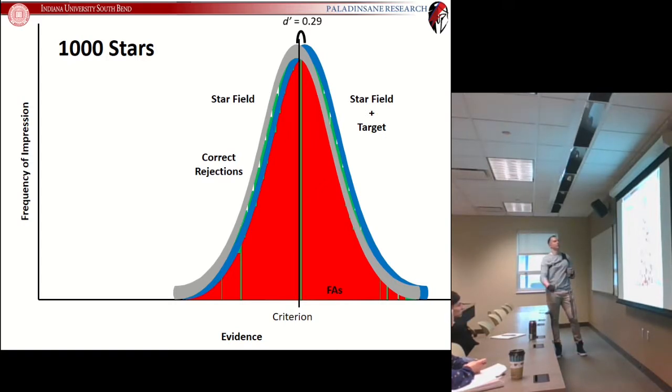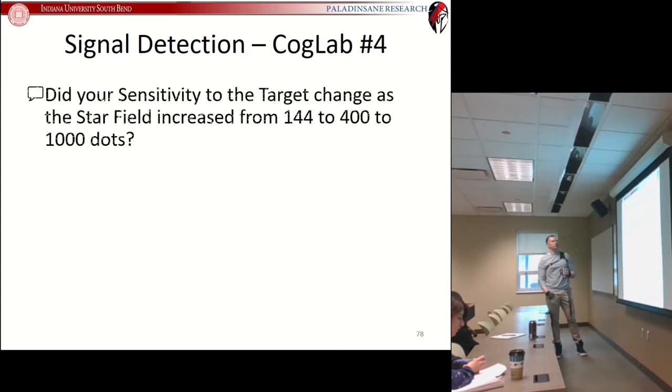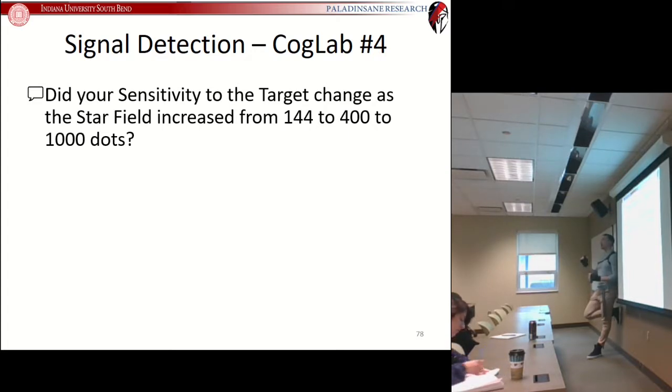All right, so signal detection CogLab number 4. Did your sensitivity to the target change as the star field increased from 144 to 400 to 1,000 dots? As we saw, yes, it did. It changed a lot. We went from a very high measure of sensitivity, 2.85, all the way down to 0.29. So again, the numbers themselves don't mean that much, but you can basically take it as we were over 10 times more sensitive to the target in the 144 star field than we were in the 1,000 star field.